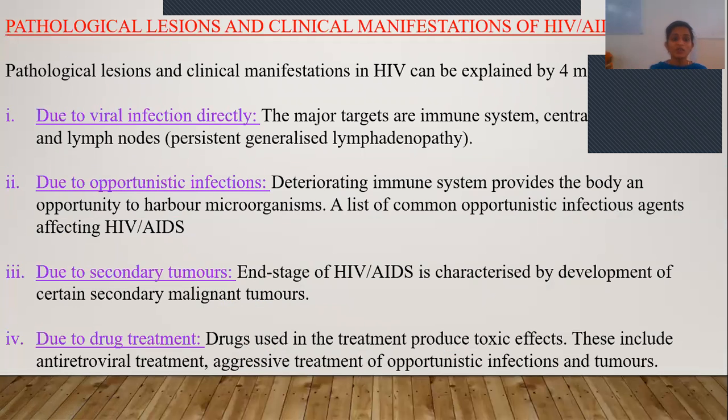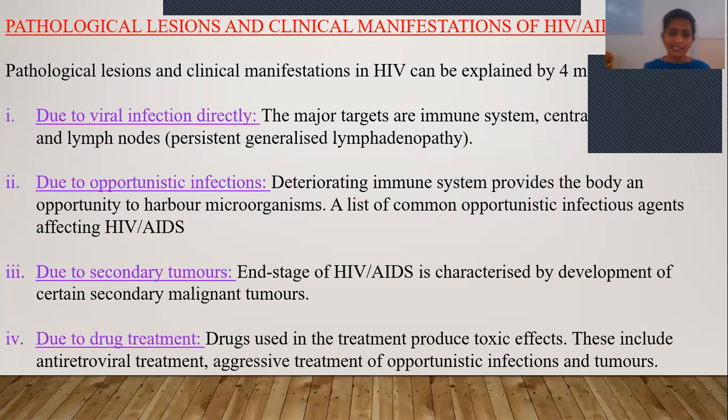And then coming to pathological lesions and clinical manifestations of HIV. Pathological lesions means, once this HIV virus enters the systemic circulation, it causes lesions in particular organs. Wherever it has spread, it causes certain lesions because of this viral infection. And what are the clinical manifestations? The formation of these pathological lesions is explained by four mechanisms. The first is due to viral infection directly.